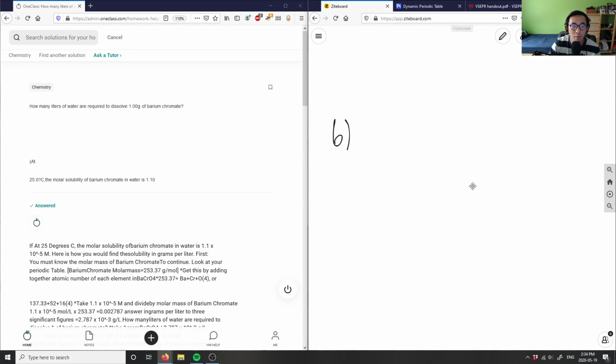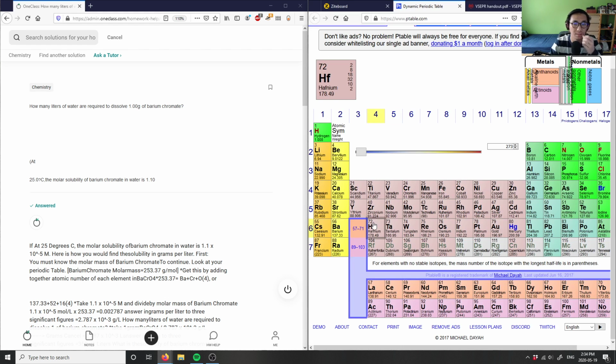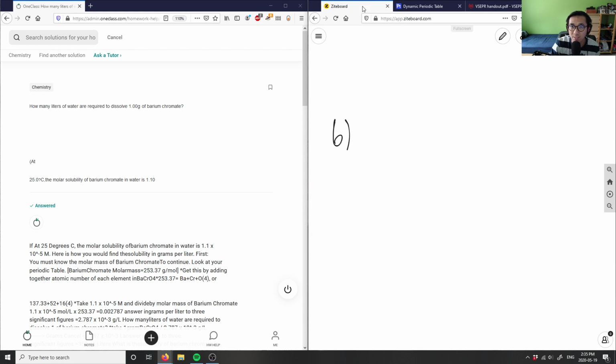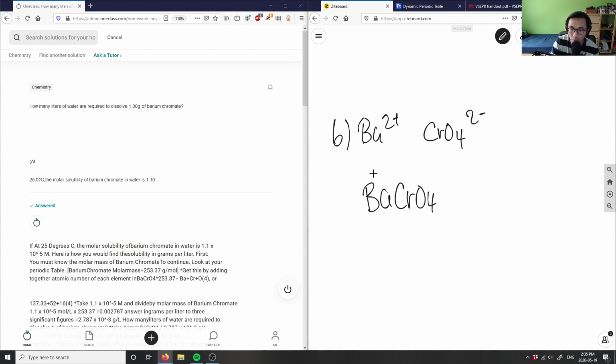I want to first figure out the formula of barium chromate. Barium is Ba, and it has a 2+ charge. Chromate is a polyatomic ion, CrO4, and it has a 2- charge. So barium chromate has the chemical formula BaCrO4.